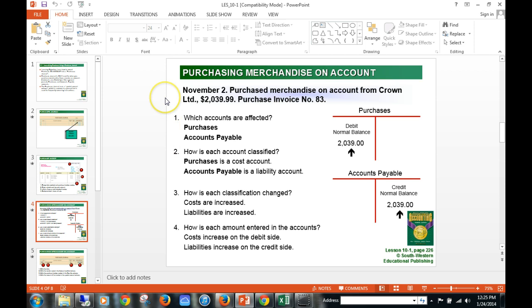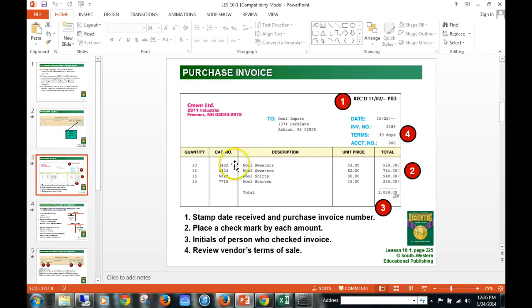So here's the first transaction on November 2nd. We purchased merchandise on account from Crown Limited for the total price of $2,039.99 with the purchase invoice number of 83. And again, we got that right off here.